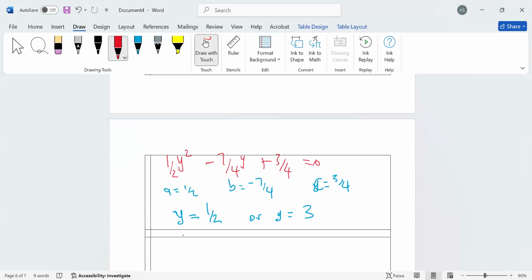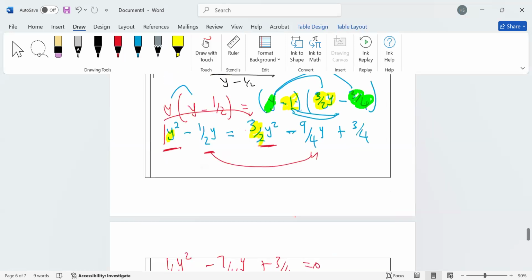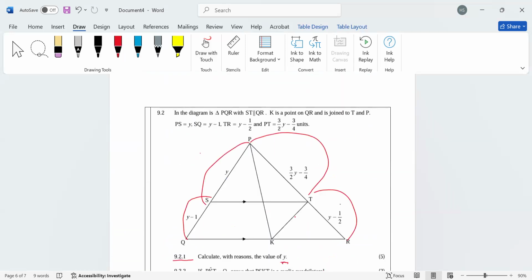So we can say this one is not applicable. Therefore, our y is going to be equal to 3. Okay, we're done with that one. Done and dusted. Okay, next.